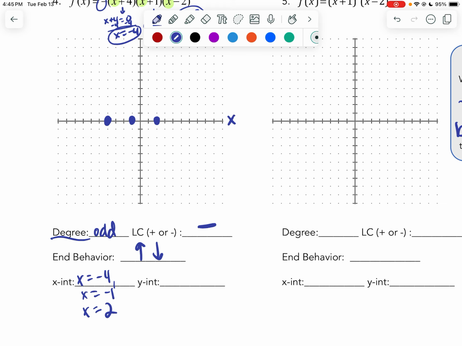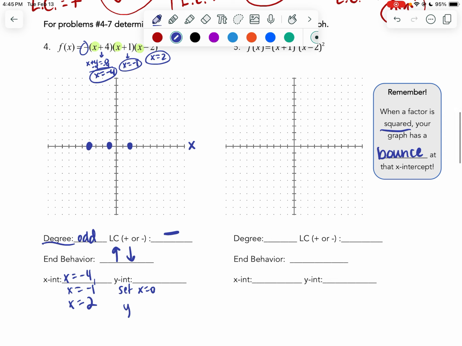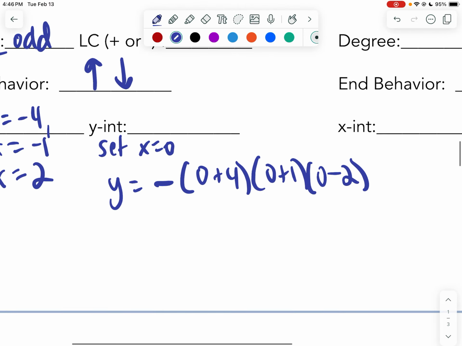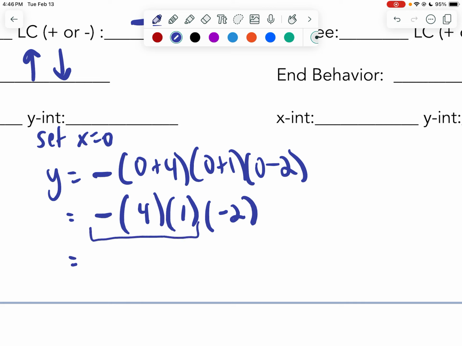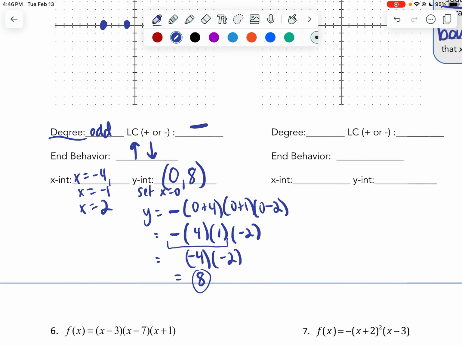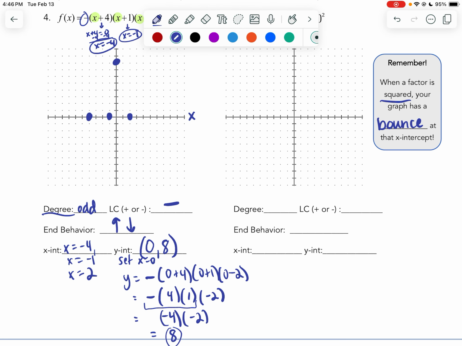And then your y-intercept is always setting x equal to 0 and solving it. So anywhere you see an x, you have to put a 0. Now the tricky part is there's this negative sign here, so you have to put that negative first. And then 0 plus 4, 0 plus 1, 0 minus 2. Okay, so order of operations says parentheses first. 0 plus 4 is 4, 1, negative 2, and then we can multiply these. So negative 4 times 1, that's negative 4. And then negative 4 times 2 is positive 8. So my y-intercept is at (0, 8). So I'm just going to plot that up here.